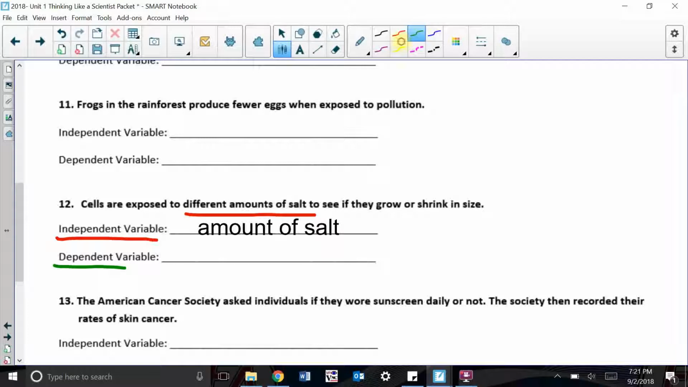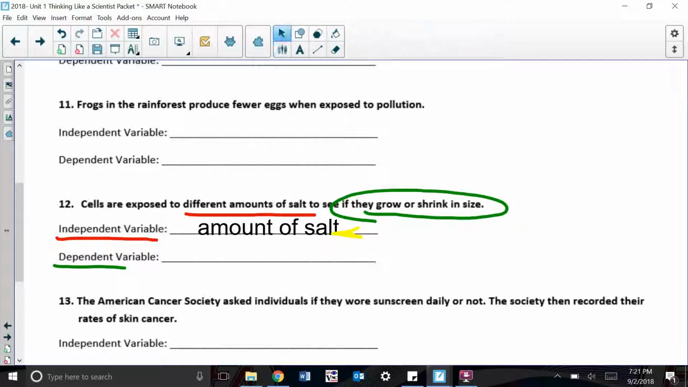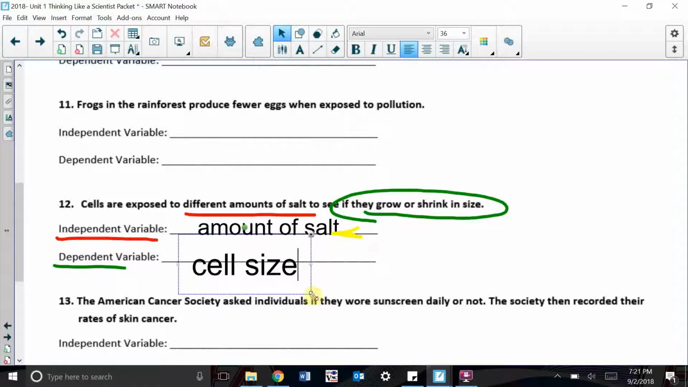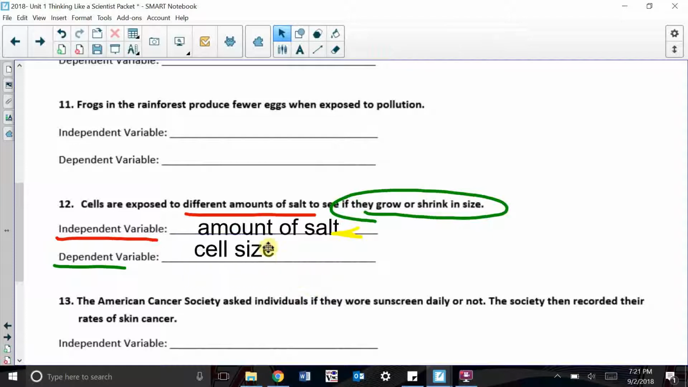I am changing the amount of salt, and I want to measure if they grow or shrink in size. So an easy way of saying that would be cell size, or size of cells, something along the lines of those.